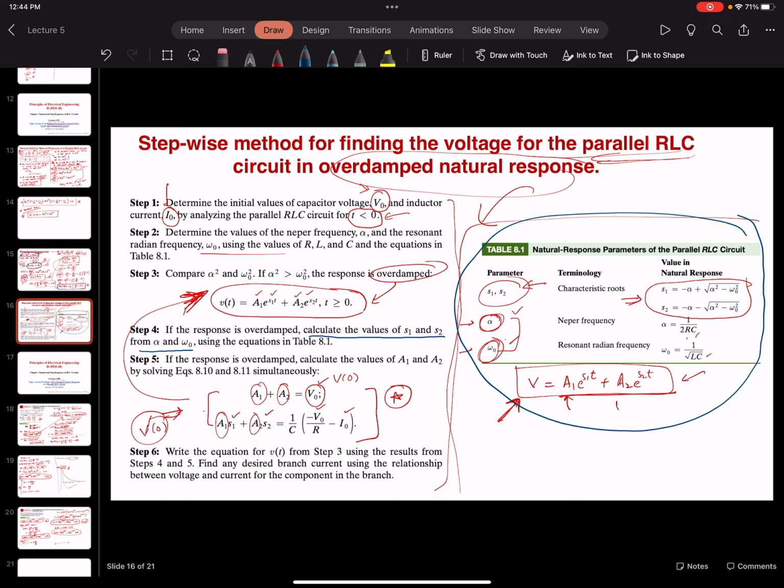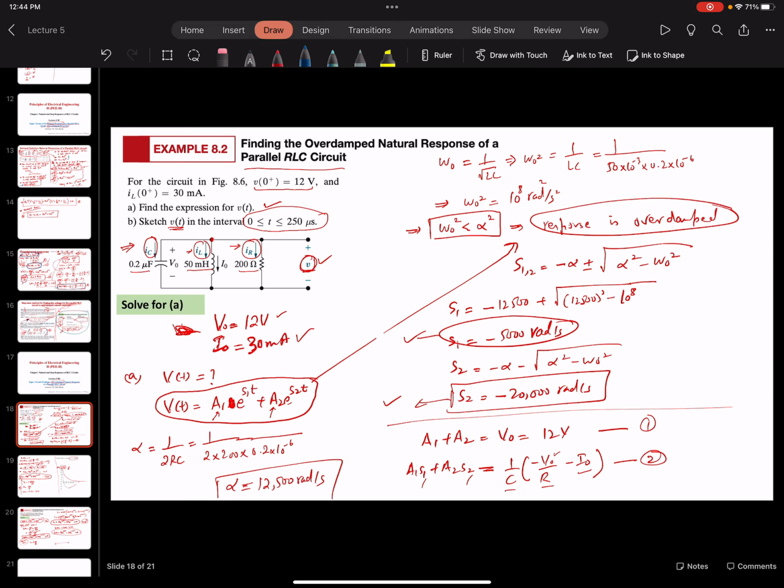Right? So you find the initial conditions, you find the alpha and omega naught values. From that, you figure out S1 and S2. From that, you use these two equations to figure out A1 and A2, plug everything back into V of t, and then use the circuit, and simply find the capacitor current, inductor current, and the resistor current.